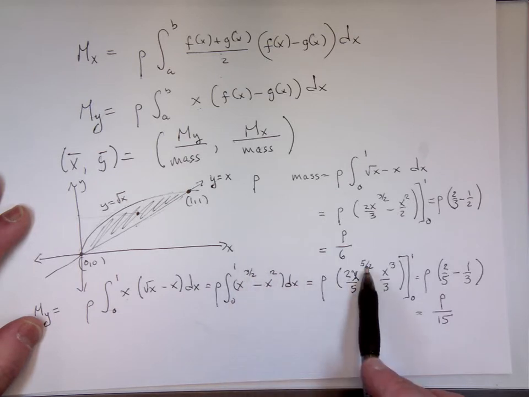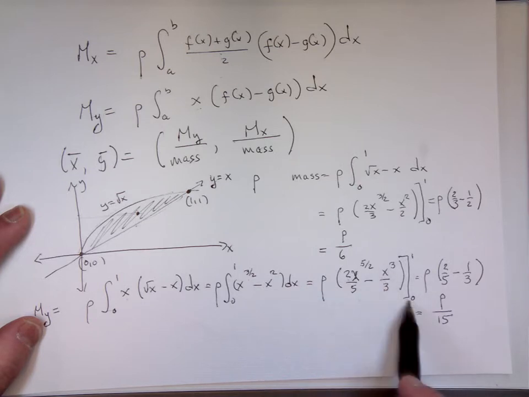Wait, but isn't that times 0? Well, when I substitute in zeros, I get 0, yeah. Right. Substituting in 1, you just get the 2/5. Okay, that's all right. Not a problem.